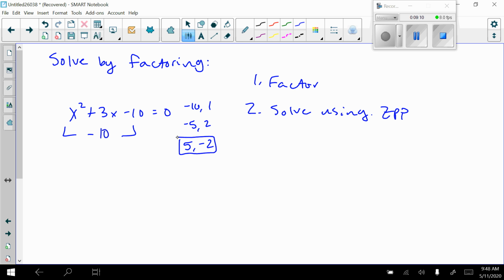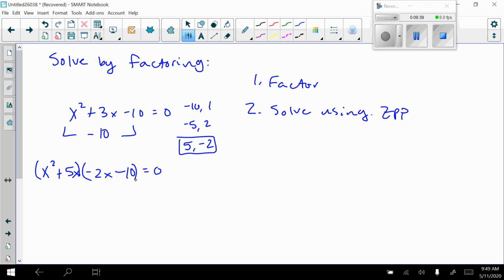Okay, so now I'm going to rewrite this polynomial, and I'm going to break up the middle term into these two numbers. So it's going to look like this. X squared plus 5x, remember I get the 5 from right here, minus 2x minus 10. And I still have that equals 0 part. I'm not really doing anything with it. I'm just carrying it along with me. All right, so now next in the process, we're going to do factoring by grouping.